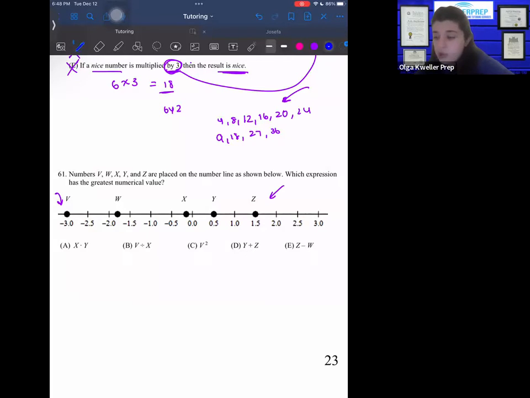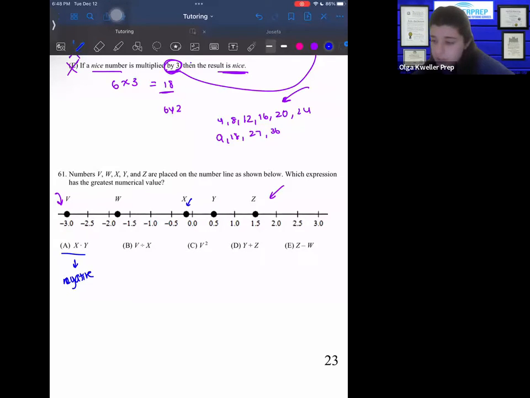So now we should use a little bit of estimation and common sense. If we're multiplying x times y, we're going to end up with some sort of negative number, right? Because I'm multiplying a negative number x by a positive number y. So I know that this is going to give us a negative number.